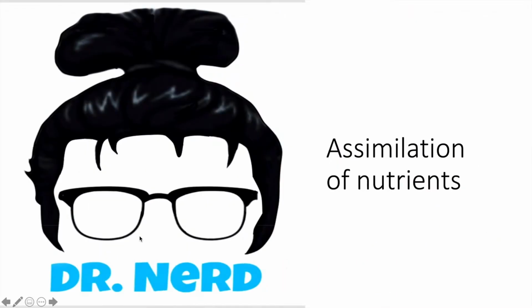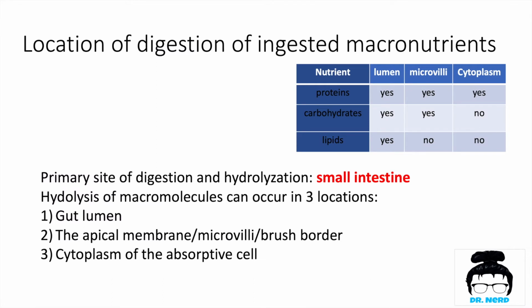This is Dr. Nerd, and today we'll be talking about assimilation of nutrients. Now, there are three locations of digestion of macronutrients in your gut, and that's the lumen, microvilli, and cytoplasm. Of course, when we're talking about lumen, we're talking about your gut lumen, and microvilli is the microvilli of your enterocytes and cytoplasm of your enterocyte.